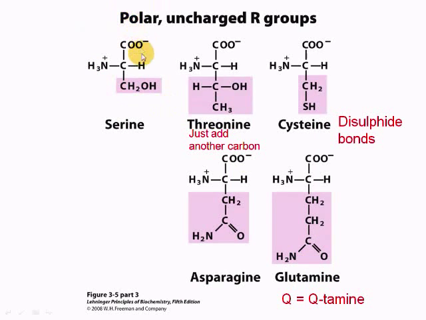Okay, next is polar. You've got serine. And then threonine looks just like serine. It just has one more methyl added onto it. And then cysteine is going to be an important amino acid because this is the amino acid that is used to make disulfide bonds with this sulfhydryl group. And so you take two cysteines and cram them together and you make a disulfide bond. And then remember, glutamine is Q for cutamine.